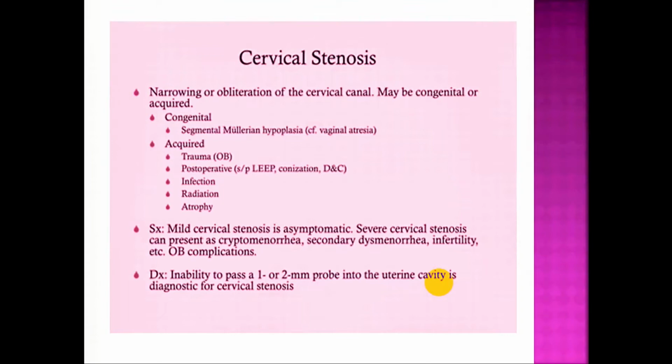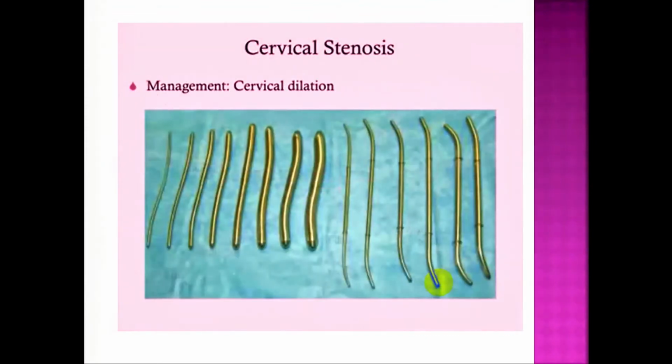Mild cervical stenosis is asymptomatic. Severe cervical stenosis can present as cryptomenorrhea, secondary dysmenorrhea, infertility, and obstetrical complications. The diagnosis: inability to pass a 1 or 2 millimeter probe into the uterine cavity is diagnostic for cervical stenosis. Then they use dilators, called Hegar dilators, of different sizes, starting with the small one and gradually progressing to the larger ones, with which we do cervical dilatation.